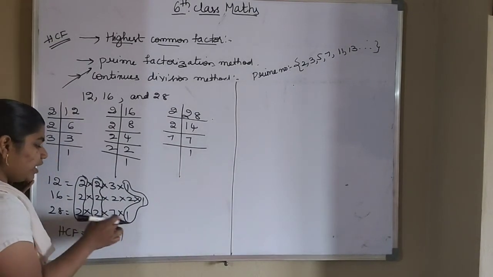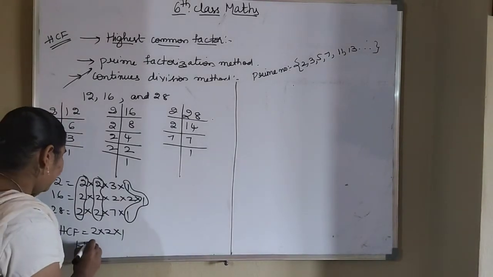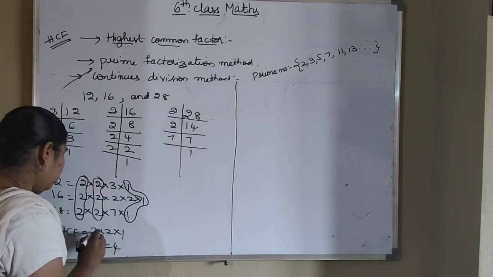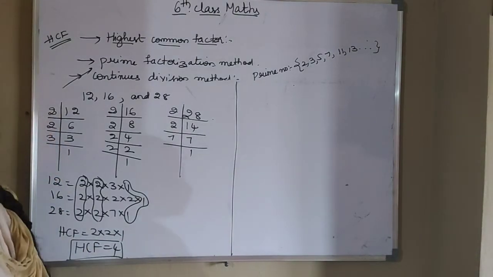So we have to write that one. So what will the HCF be now? 2 2s are 4, 4 1s are 4. So the HCF value again you got as 4 only.